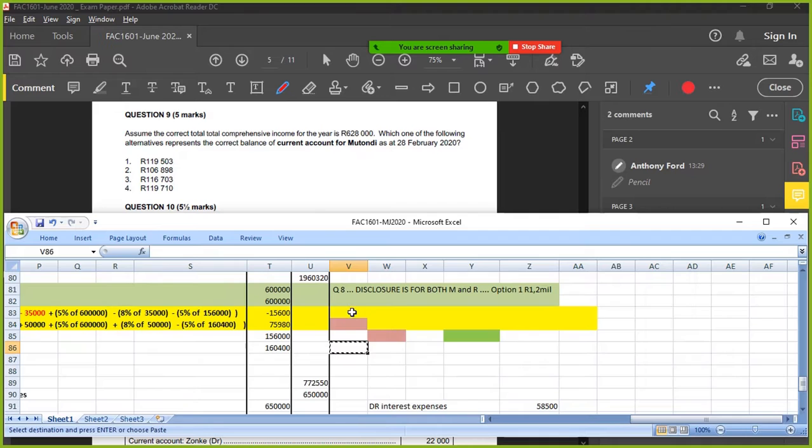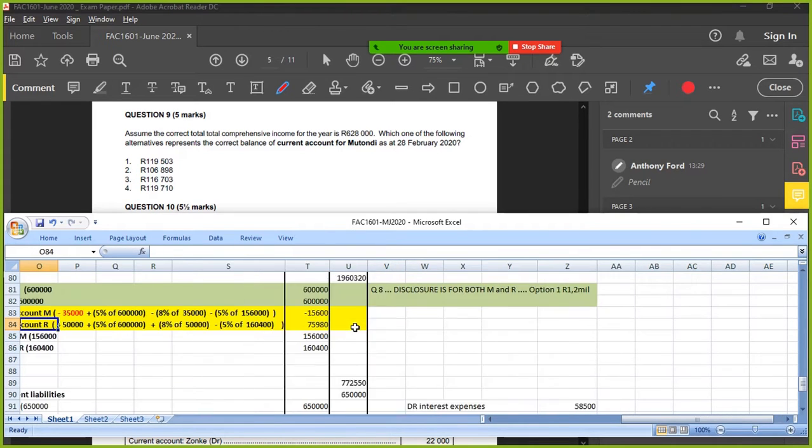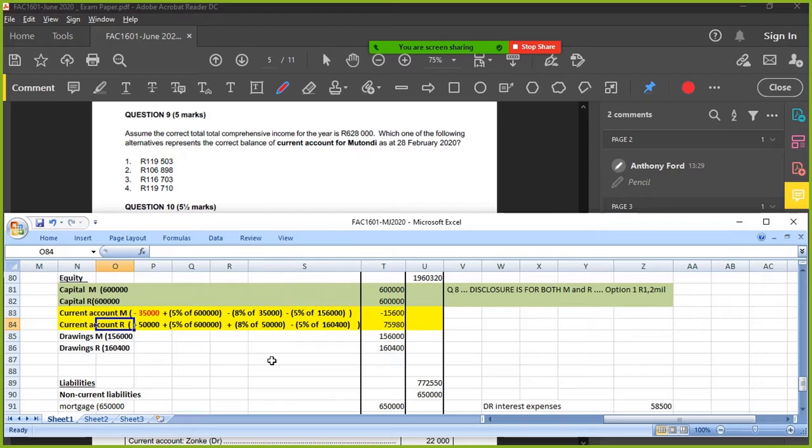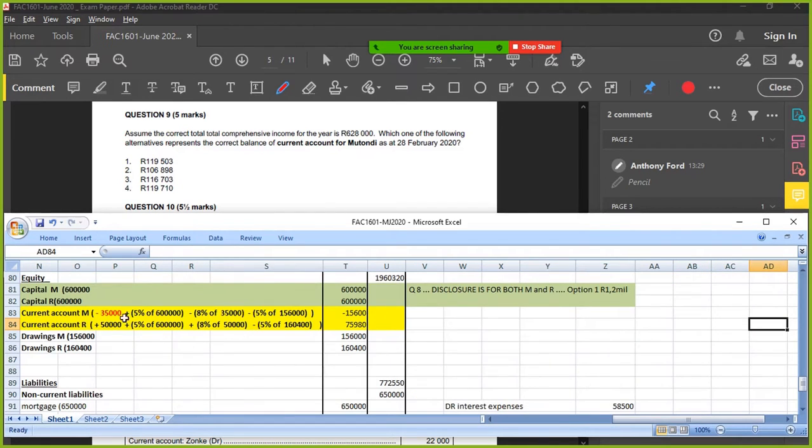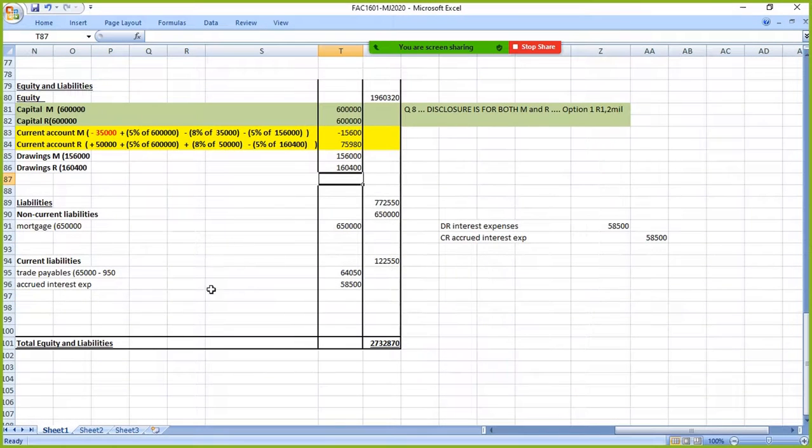You want to maybe draw up the SOCI then? We can. Do you think that would be better? Yeah, it can help if you want to. We can. Let's just draw it up then. This I'm going to leave as is, and that's the right figure. All of those amounts are fine. If you want to draw up the SOCI, it would look like this.